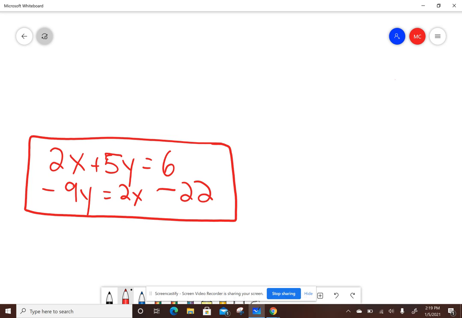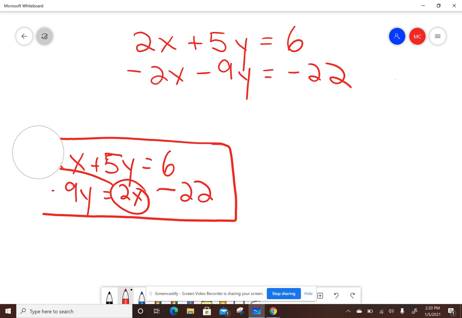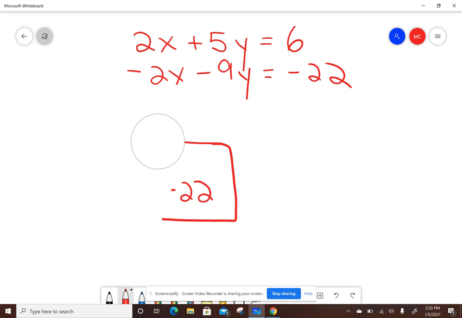Now, when you use the elimination method, the first thing you do is you always line up your variables and your constant. So if you want to think about putting it in a type of standard form, although A does not have to be positive. You see what I did here? I subtracted 2x from both sides, and now all my variables line up. So the first step in elimination is to always line up your variables and your constants.